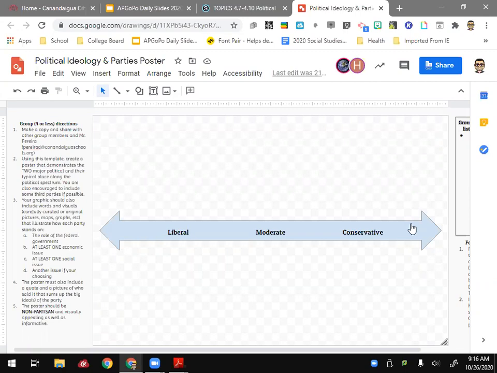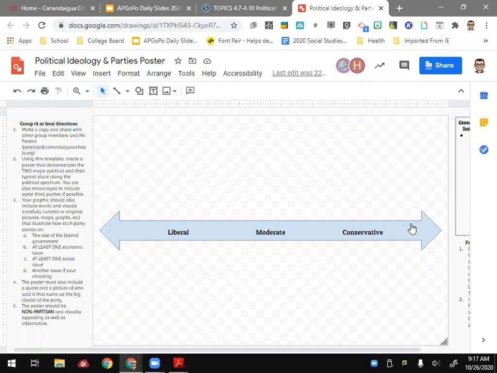It can be original pictures. Visuals can be images, like pictures, maps, graphs, anything that illustrates where the party stands on things. And it should include how the party stands on the role of the federal government, and how they stand on at least one economic issue. Doing the economic policy ideology lesson will really help you understand those issues. Also one social issue. I haven't put that lesson out, but I will. You can start working on this without that. And then another issue of your choosing: a second economic issue, a second social issue, or whatever. I'm not sure where the environment falls in this. I want to do something with climate change or whatever.